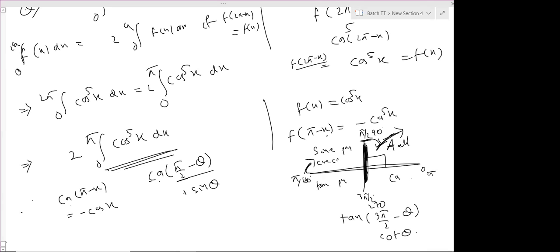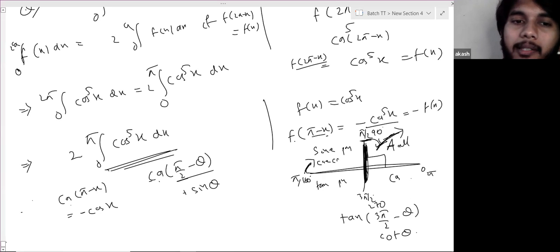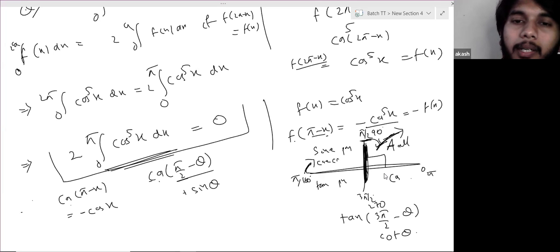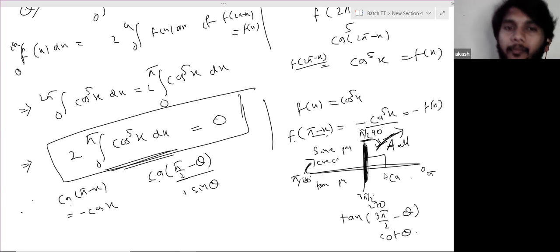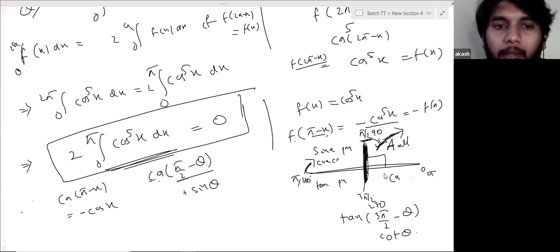All right. So f of pi minus x will be minus cos 5x. So this is minus of f of x. So the final answer will be 0, because f of 2a minus x is minus of f of x. You can directly write like this. Is this question clear? I just used that property 2 times. Note it down. Try to solve it in your own way.